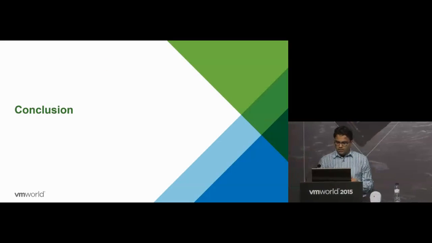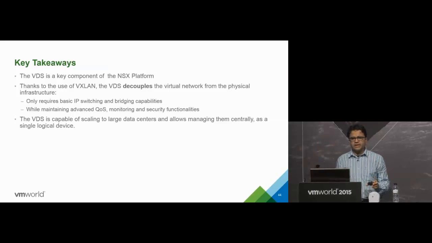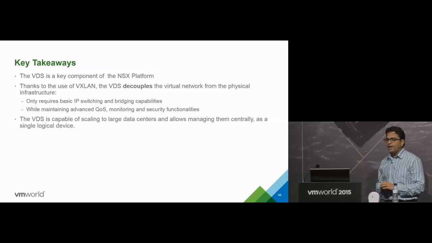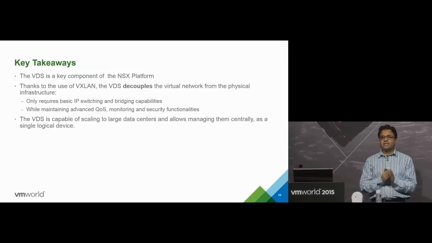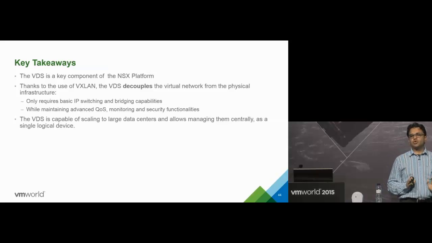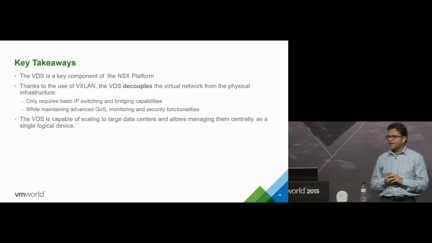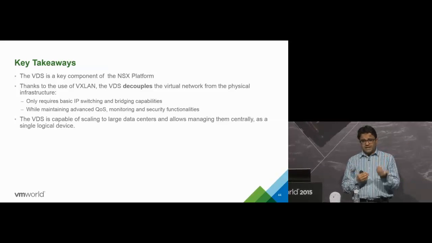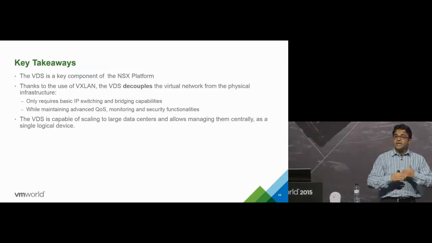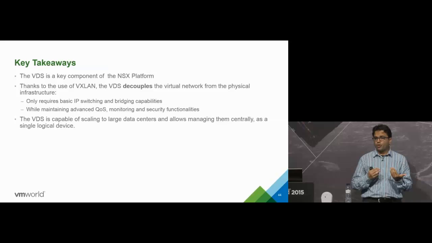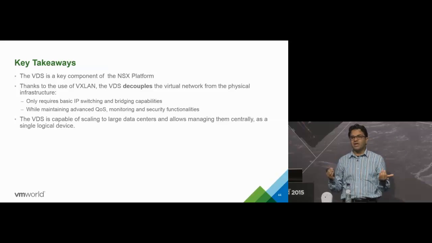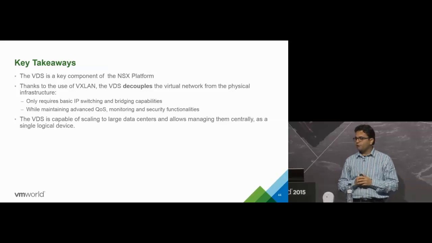Okay, so we are going towards the conclusion. These are the key takeaways that I want to highlight. Number one, VDS is the key component of the NSX platform, and it is the only virtual switch that is supported with NSX. Number two, VXLAN and VDS technologies are decoupling your physical network from the virtual network. So that is important. You can easily create networks as long as you have basic IP connectivity. You can do wonders in software.